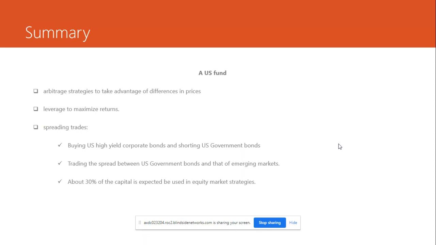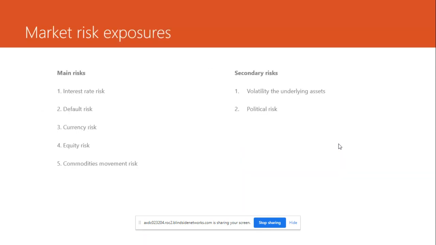So to summarize, they are doing 3 main activities. The first activity is buying US high-yield corporate bonds and shorting US government bonds. The second activity is trading the spread between US government bonds and the emerging markets. The last one is they will spend around 30% of the portfolio to invest in the capital market, in the equity market. So the question is, what is the main market risk factor for this fund?